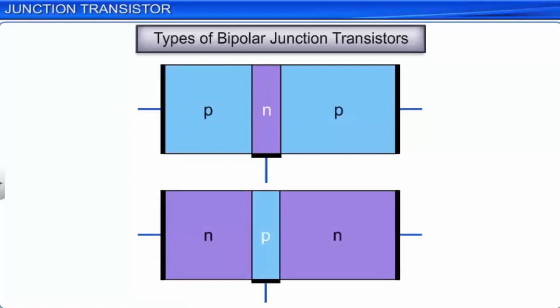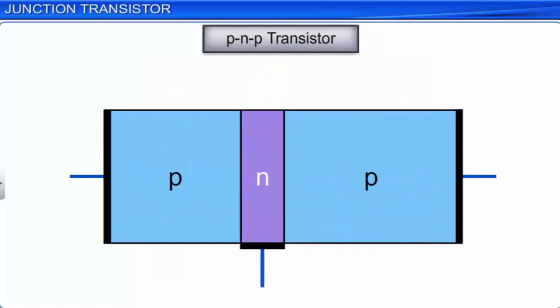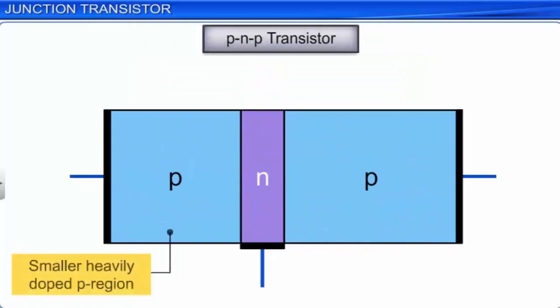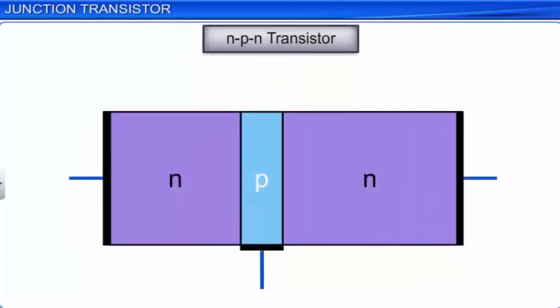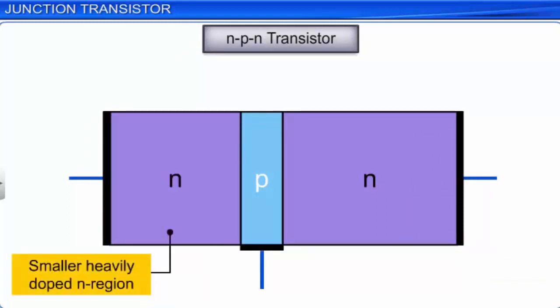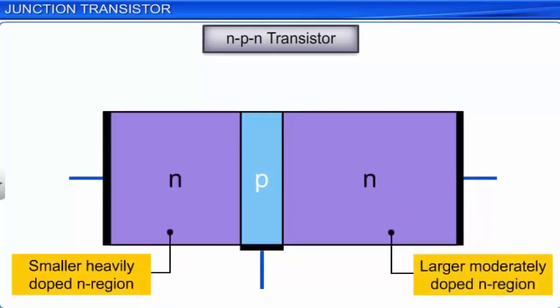A PNP transistor consists of a smaller, heavily doped P region and a larger, moderately doped P region separated by a thin, lightly doped N region. An NPN transistor consists of a smaller, heavily doped N region and a larger, moderately doped N region separated by a thin, lightly doped P region.